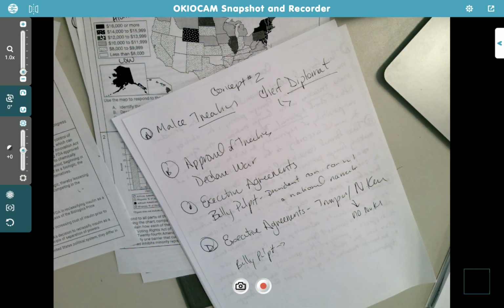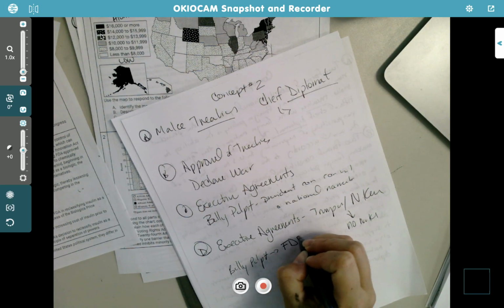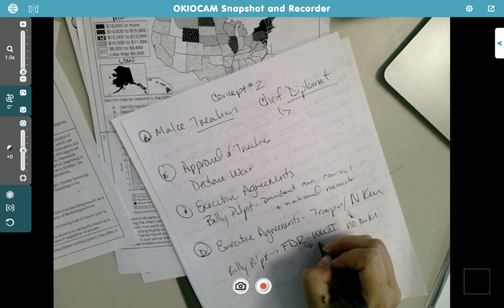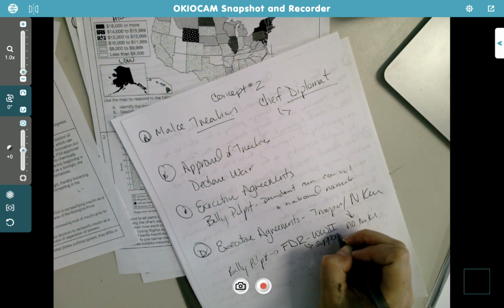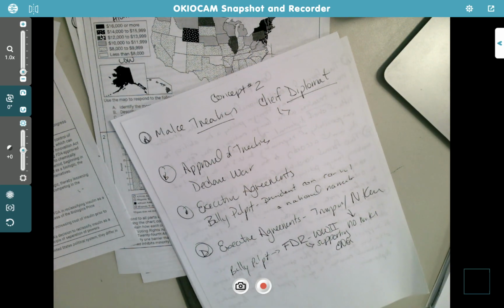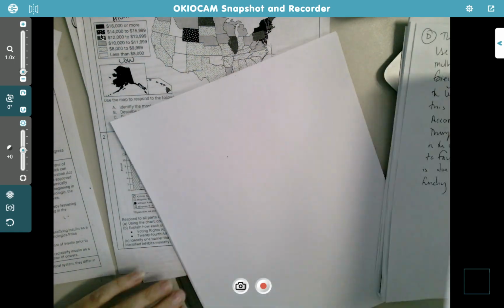Of course, every president uses it. What is FDR using it for? World War II. For supporting what country? What country is our big ally? England. Here we go. Take out. Flip it over. Let's go.